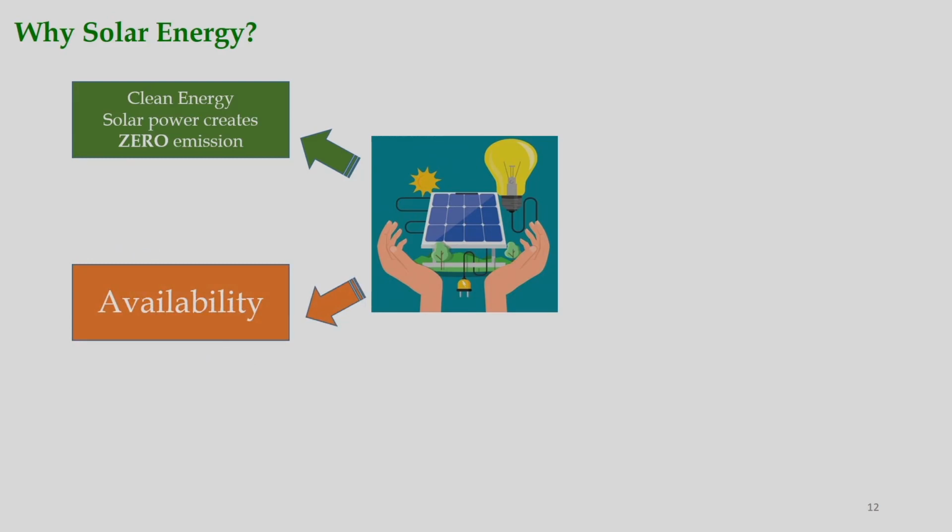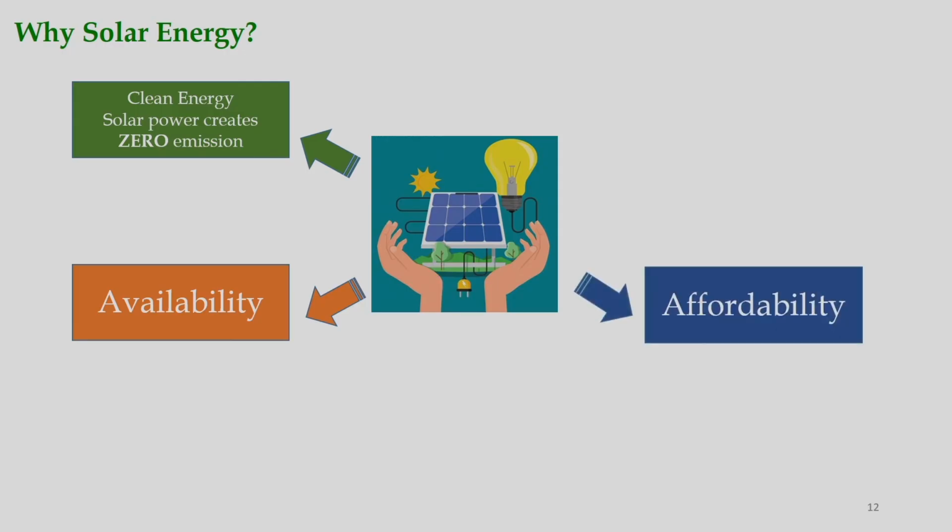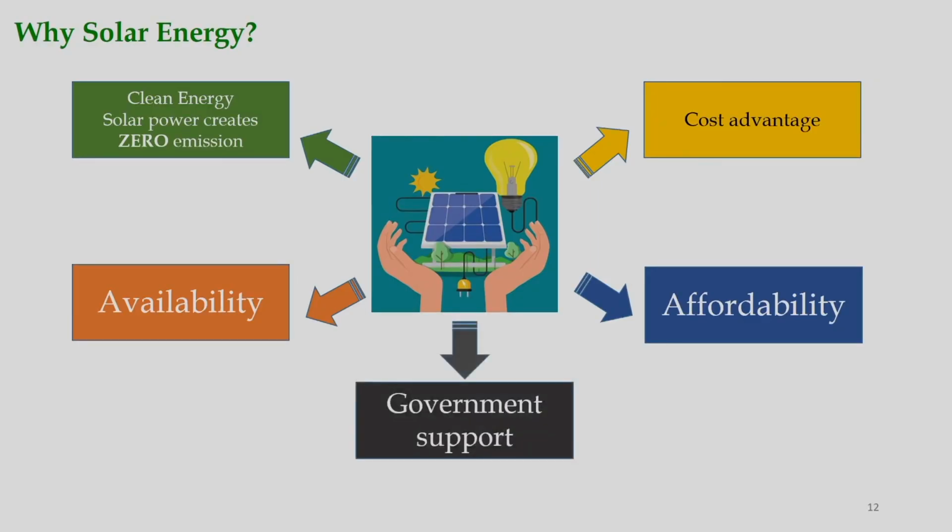And its availability: solar energy is available throughout the globe, and it is affordable now, with a cost advantage. Since it is affordable, people can take solar plants in their homes to generate energy for their utility as well as to sell the electricity they have generated in their household. And of course, no government support is required for installation of plants and to get subsidies.